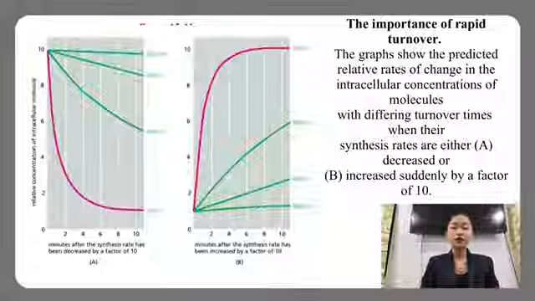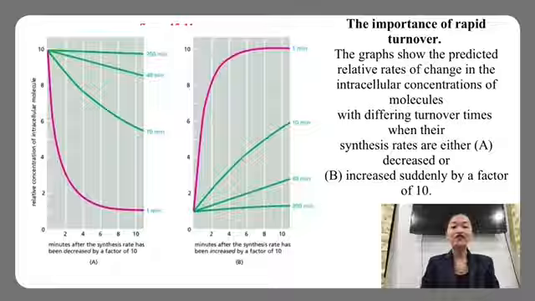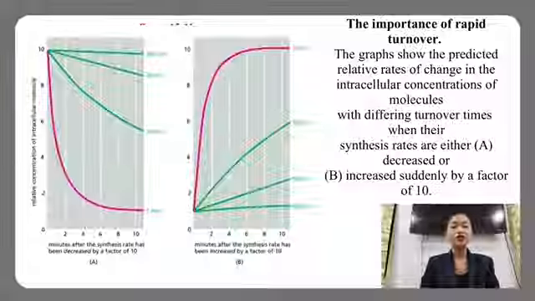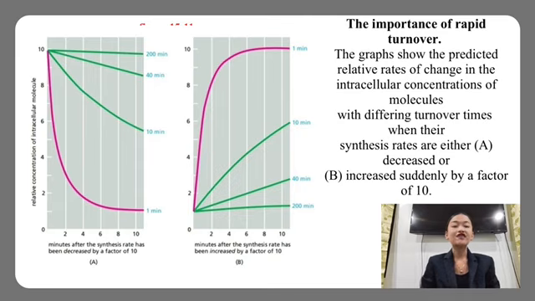The numbers in blue on the right are the half-lives assumed for each of different molecules. The shorter the half-life, the faster the cell can change its response.